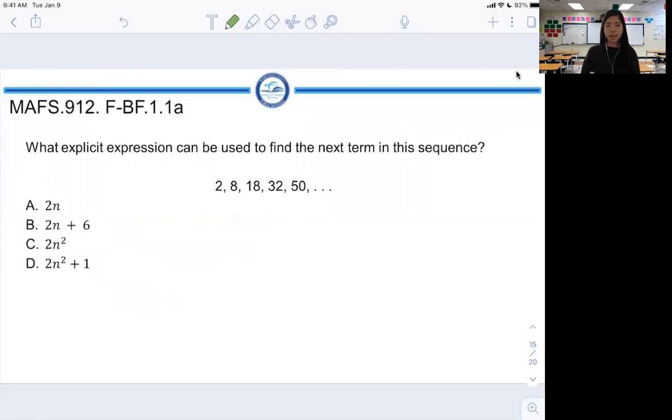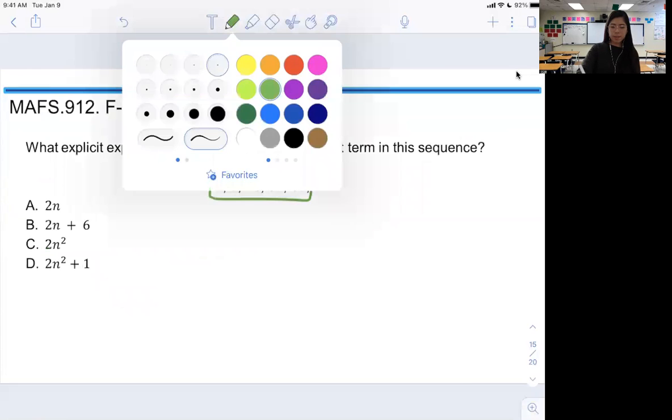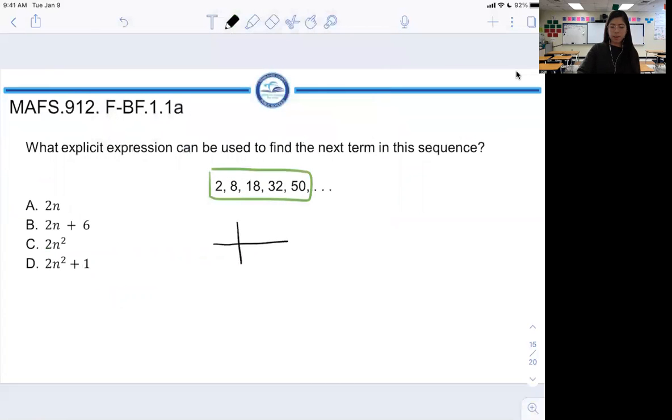All right, here's another one. We're going to do the same exact thing. Y'all ready? I take my sequence. I put it into a table. 2, 8, 18, 32, 50. What goes on the top row?